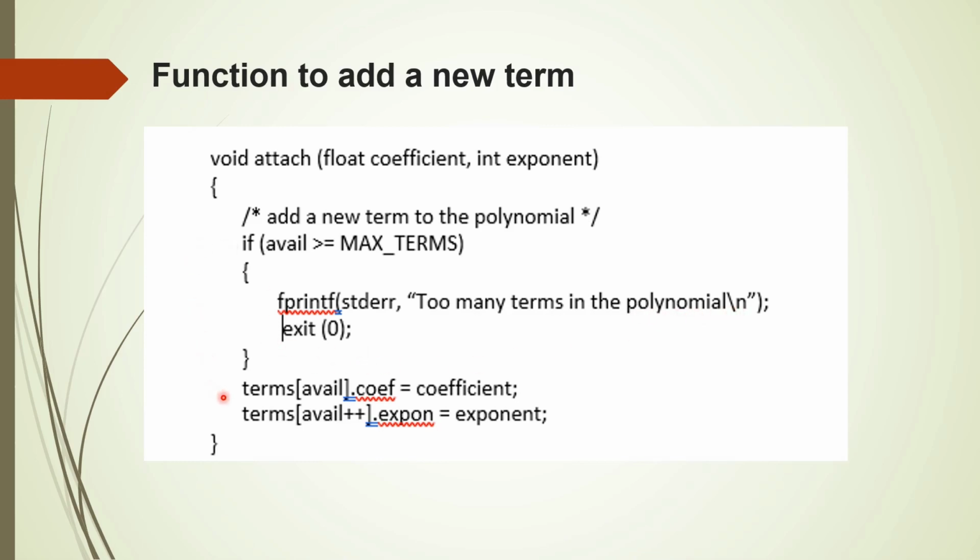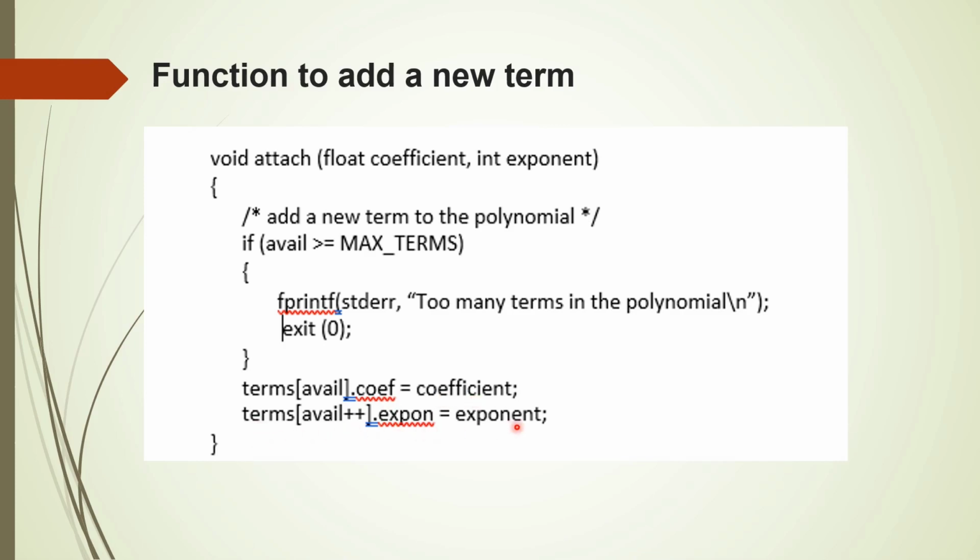Otherwise, if there is a free location, then you have to receive the coefficient of the term you want to add from the addition function, and the exponent. You have already received the coefficient as well as the exponent from the padd function. Those terms will be added to the resultant polynomial, that is, term[avail].coefficient is equal to coefficient.